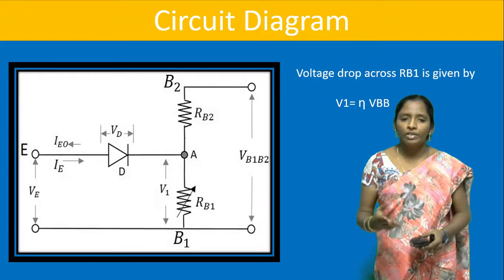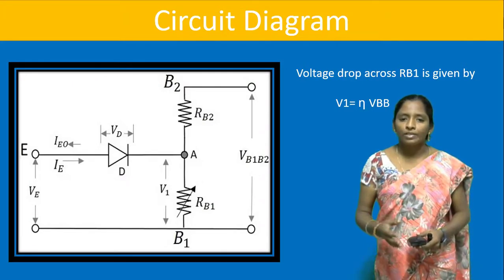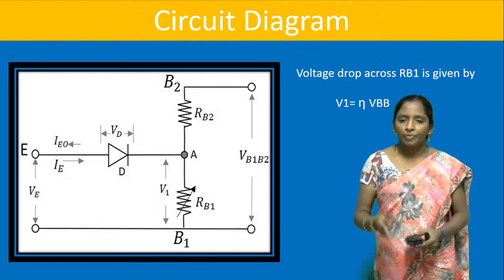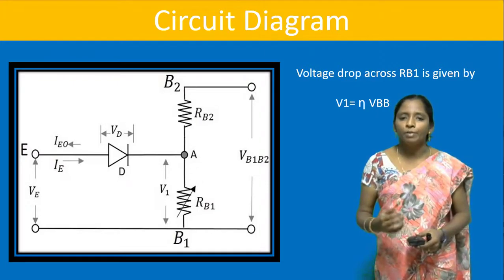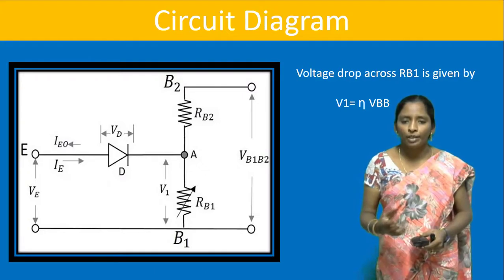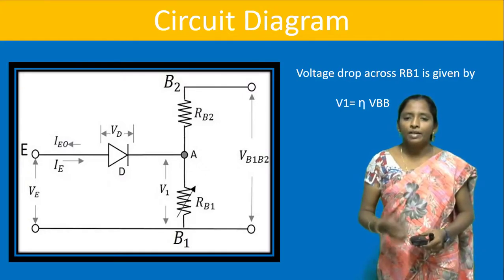If the diode is forward biased, the holes from the p-type are injected into the n-type silicon bar, and the holes in the n-type material are repelled by B2 and attracted by B1, because B1 is the negative terminal and B2 is the positive terminal. That's why the holes are repelled by B2 and attracted by B1.